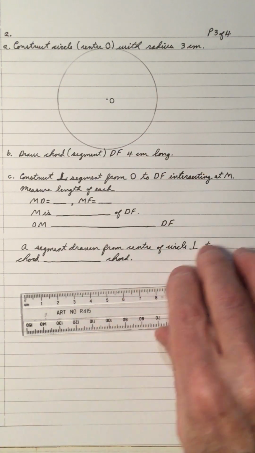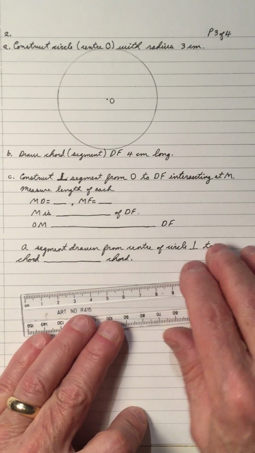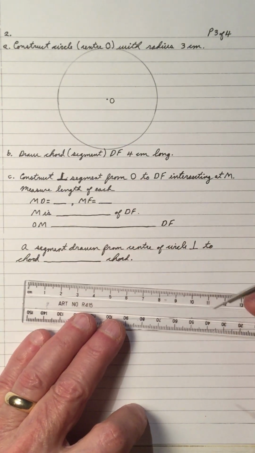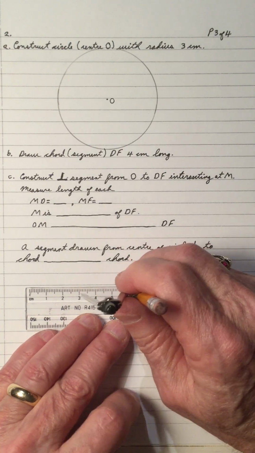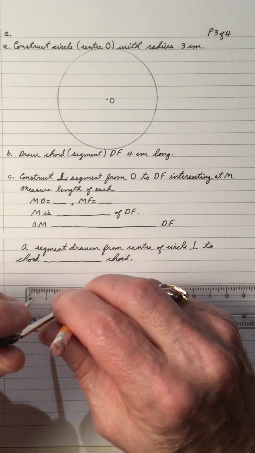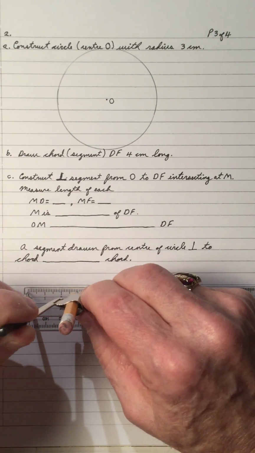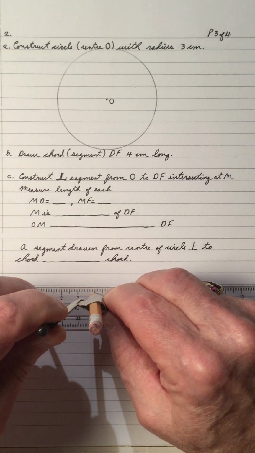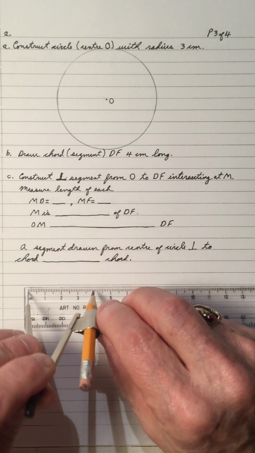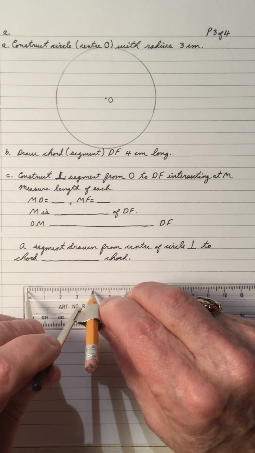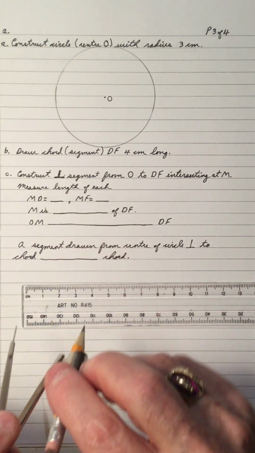Now it says draw a chord or a segment BD 4 centimeters long. So a chord is a segment whose endpoints lie on the circle. So I have to draw a chord 4 centimeters long. So again, let's put my compass at 0 and stretch it out to be a 4. So there's 4 long right there, very close. Again, I'm not concerned that it's exact, but it's pretty good.